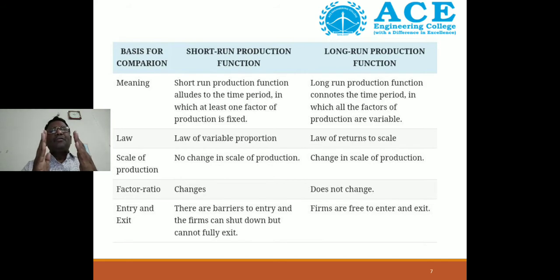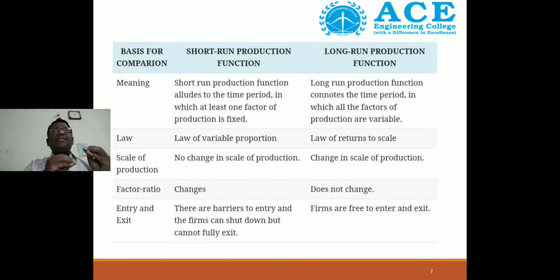Then for the short run production function, what is the law? The law is the law of variable proportions. And whereas in the long run production function, it is the law of returns to scale. Then what is the scale of production in the short run? In the short run there is no change in scale of production. Then long run means change in scale of production.